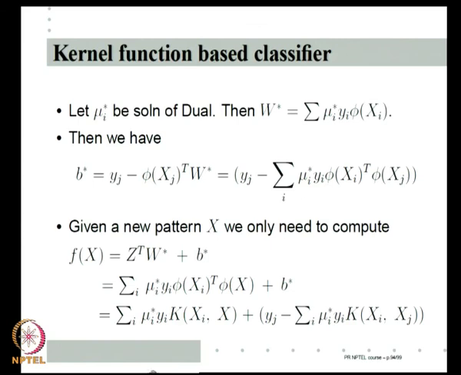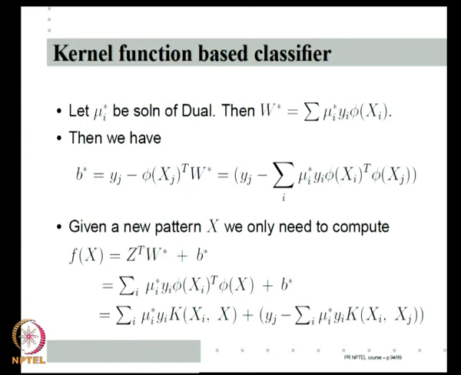So, this is summation over i of mu_i star y_i phi(x_i) transpose phi(x), which can be written as k(x_i, x) plus y_j minus summation over i of mu_i star y_i k(x_i, x_j). This is for a particular j for which the corresponding mu_j star is between 0 and C. As you can see, while finding the mu's, I do not have to calculate any phi(x)'s.